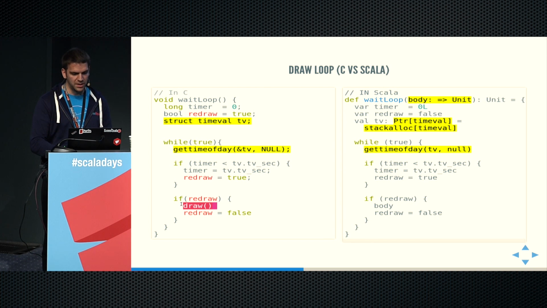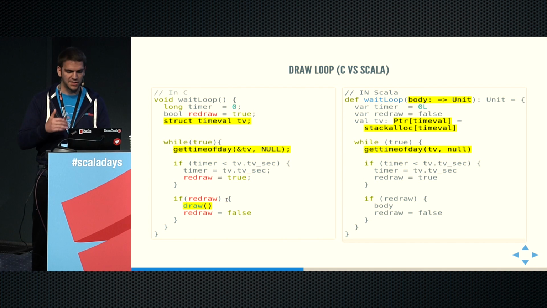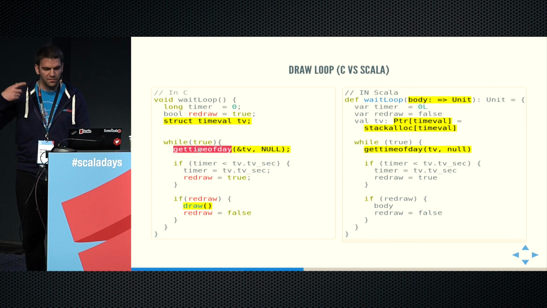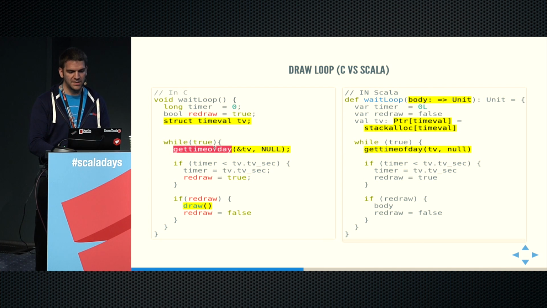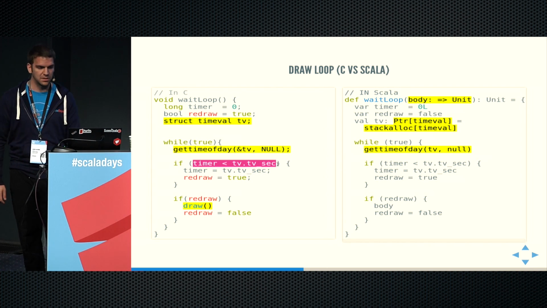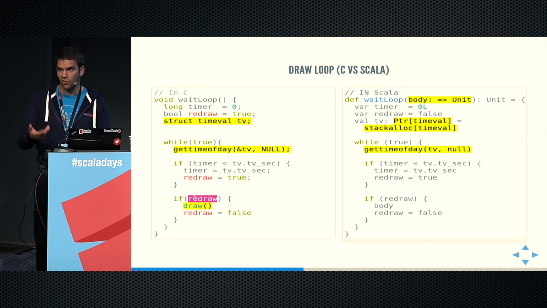Not shown here in this code, we have a draw function. It's a global function that we want to call each second. To do so, we have to call gettimeofday inside of a loop, pass it a structure called timeval, and we want to see if the seconds field increments. If it does, we jump into this branch, and we draw what we have to draw on the screen.